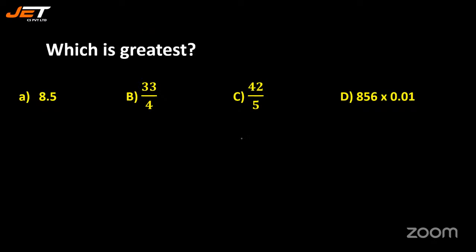Here, 42 by 5, 33 by 4. All the questions are same, just the numbers, digits are different.